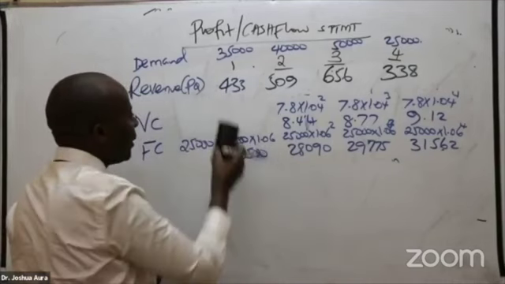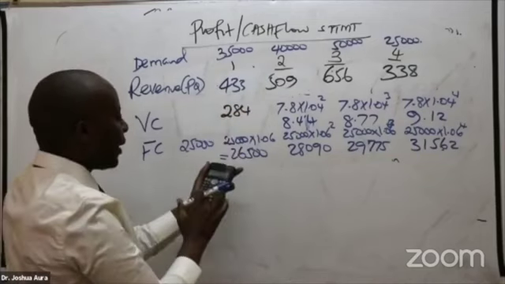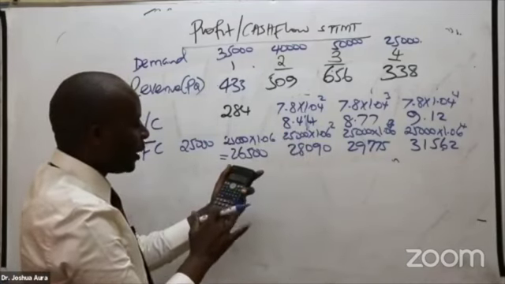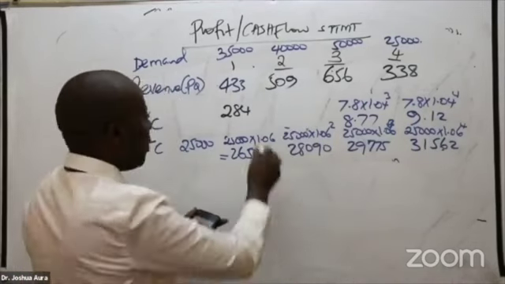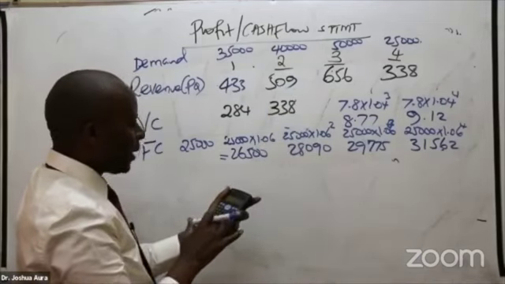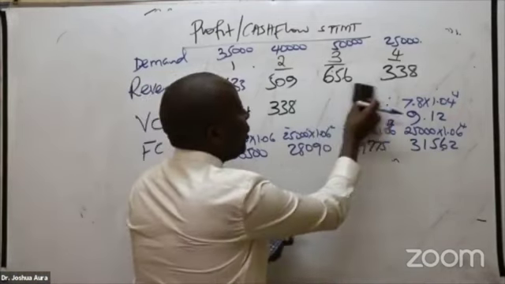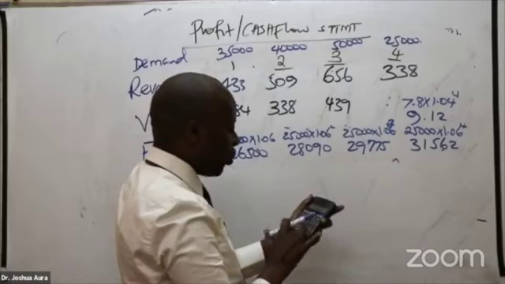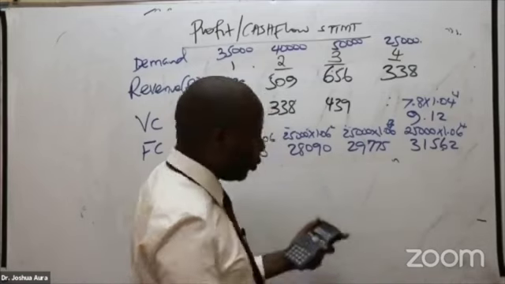I'm not interested in there because I don't have any quantities. So this is 284. The next one will be 8.44 variable cost per unit times 40,000, which gives me 338. The next one will be 8.77 times 50,000, which will end up giving me 439. The last one will be 9.12 times 25,000 units being demanded, which will end up giving us 228.